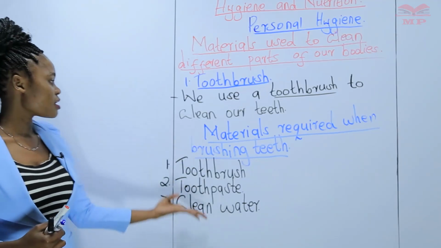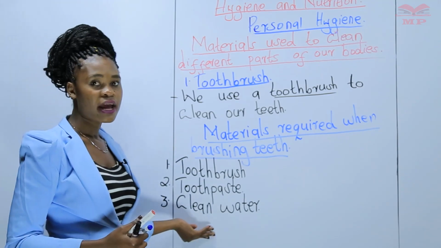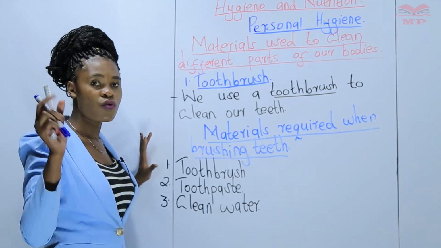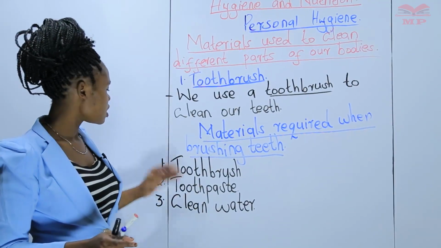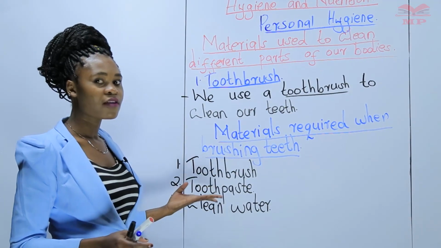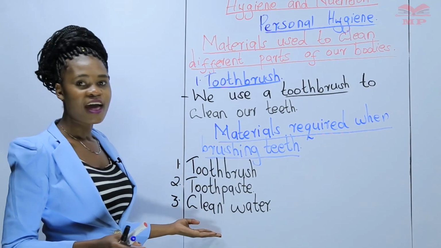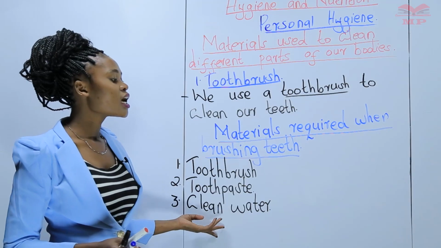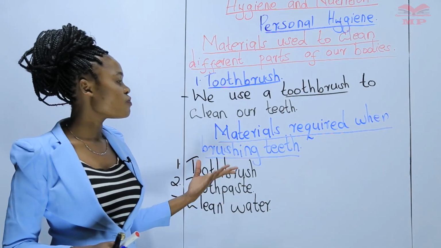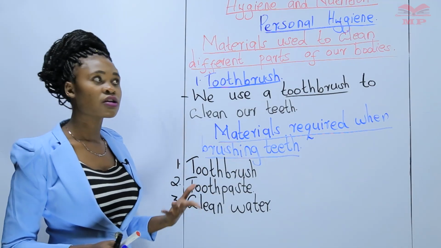So all these are the materials required when brushing teeth. First, you require a toothbrush, your own toothbrush. Then you require toothpaste. You will apply enough toothpaste on the toothbrush. And lastly, you will need clean water. So let's go through the steps you follow while brushing your teeth.